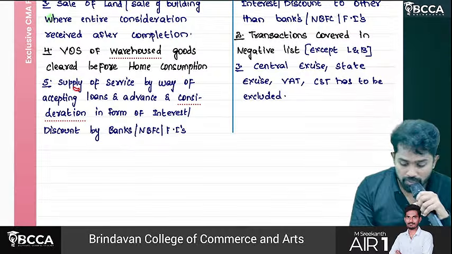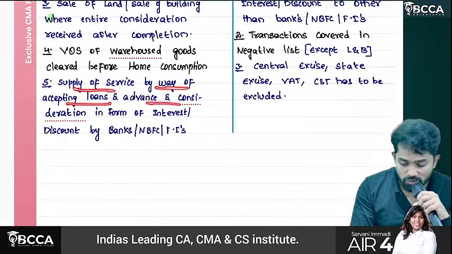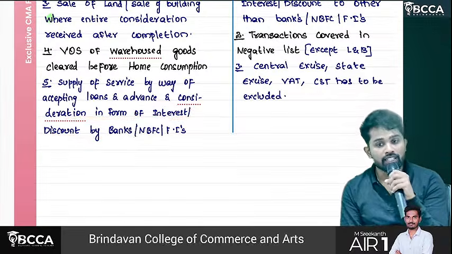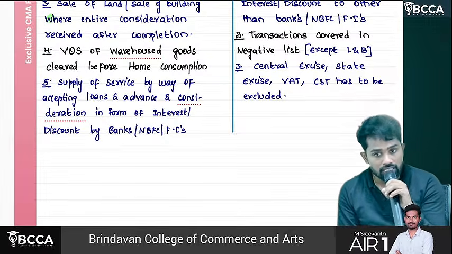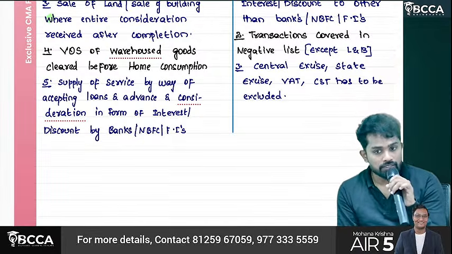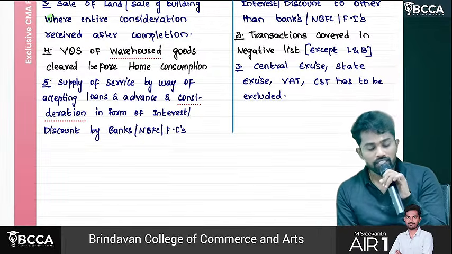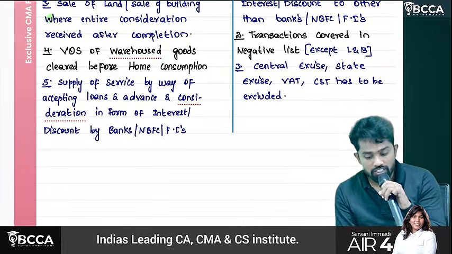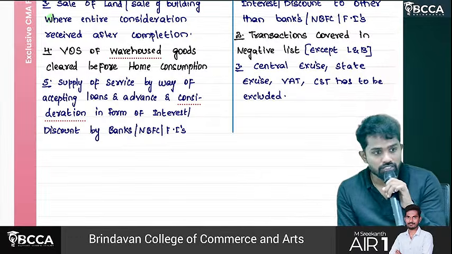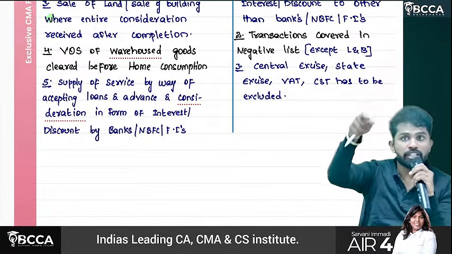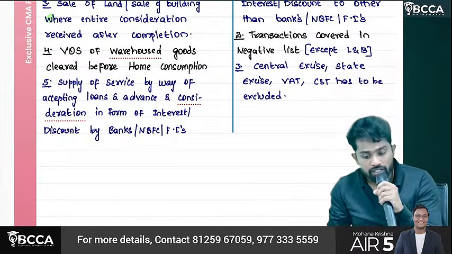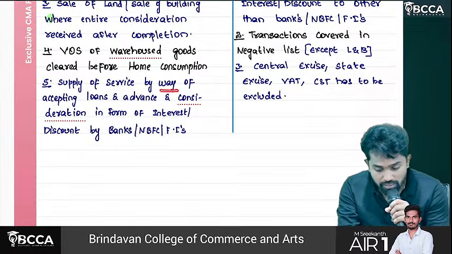Fifth one, supply of service by way of accepting loans and advances, where the consideration is in the form of interest or discount, by banks, NBFCs and financial institutions. In the supply chapter itself I said interest and discount is exempted. So that is anyhow exempted only. So they are also saying it is to be included in the exempted turnover.